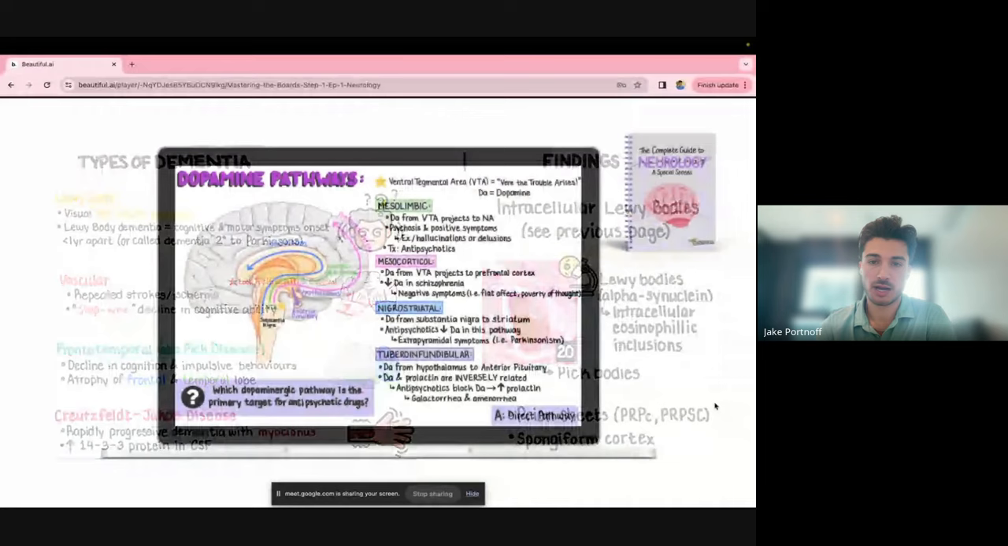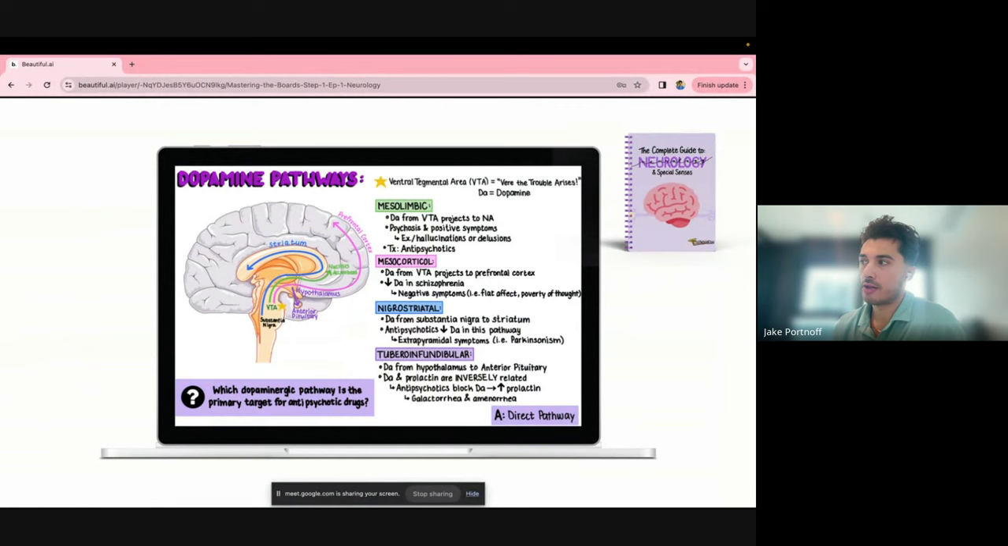Now, I wanted to take this time. Again, all of these illustrations, all of the concepts that you see here, the memory tricks, are all from my neurology guide. But I did want to take an opportunity to go through three of the dopamine pathways. Our mesolimbic pathway is responsible for our positive symptoms in psychosis. Okay, so our hallucinations, our delusions. And we classically give antipsychotics, remember those are D2 antagonists, to combat this. We want to decrease dopamine from the ventral tegmentum that projects to the nucleus accumbens. And that's going to decrease our positive symptoms, decrease hallucinations, and help stabilize psychosis.